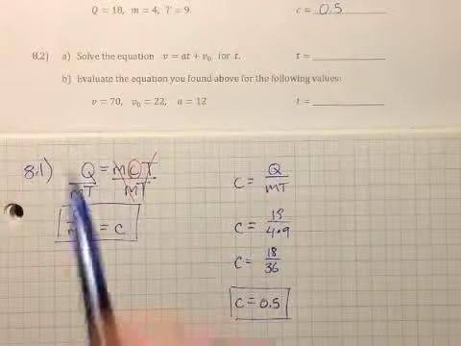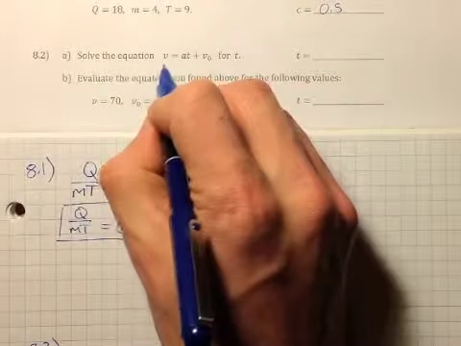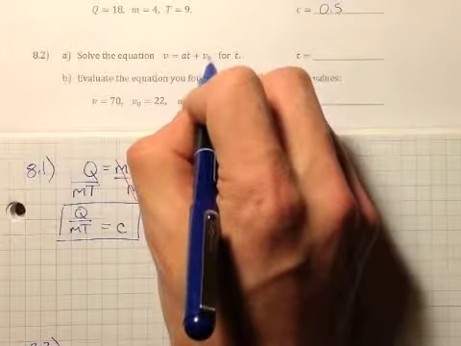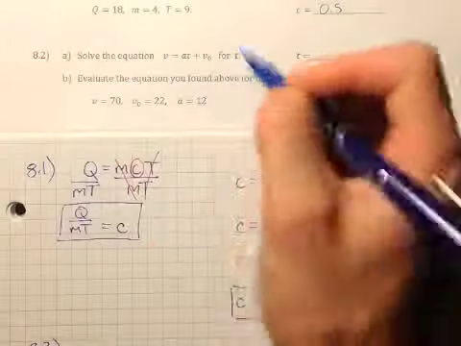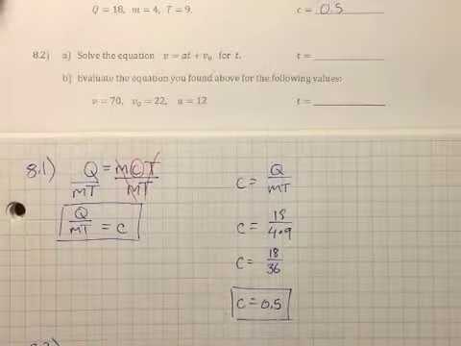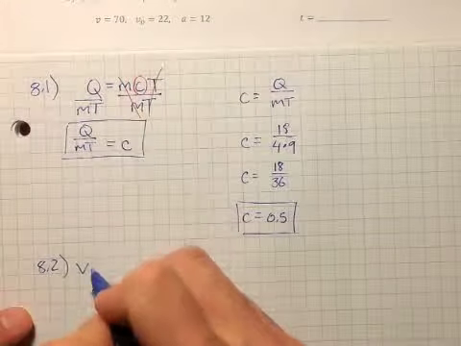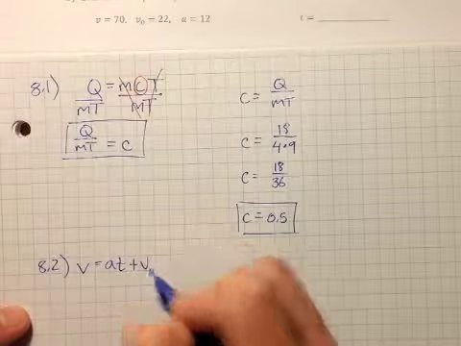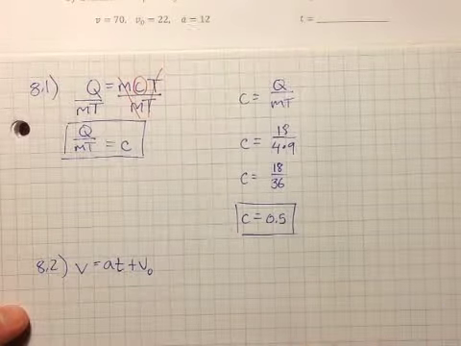Now, we're going to solve this equation. V equals A times T plus V naught. Okay, that little 0 is called a naught. So V, you probably cannot see that, can you? V equals A times T plus V naught. We're going to solve it for T.